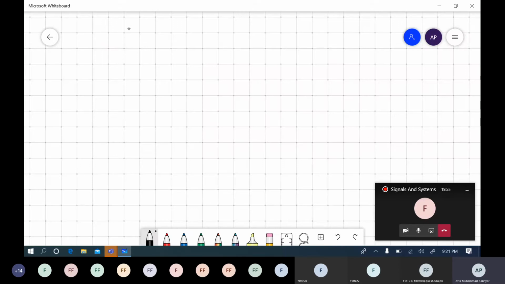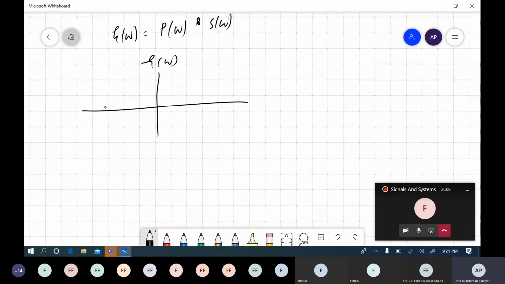Now till now what we have done, we have said that G of omega is equal to P of omega convolution with S of omega, and this G of omega we plotted. We have now achieved that over minus omega naught the copy of S of omega has been generated, and over omega naught the same copy is generated here.